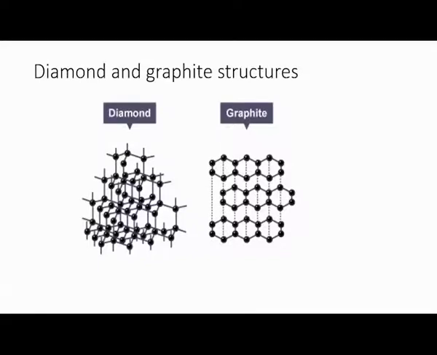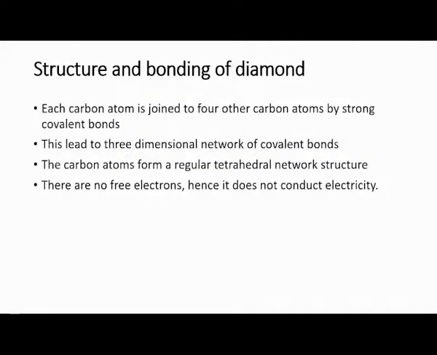Let's look at the properties. For diamond, each carbon atom in diamond is bonded to 4 other carbon atoms. These form a 3-dimensional network, and it also forms a tetrahedral network that gives diamond very hard strength. And 4 electrons being shared means that no electrons are free, therefore diamond does not conduct electricity, since there are no free electrons.